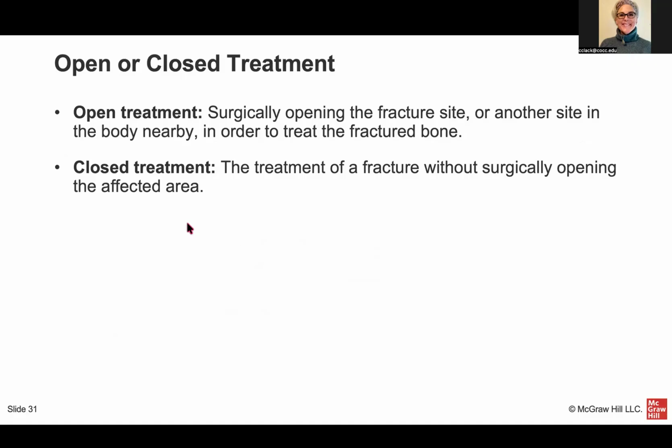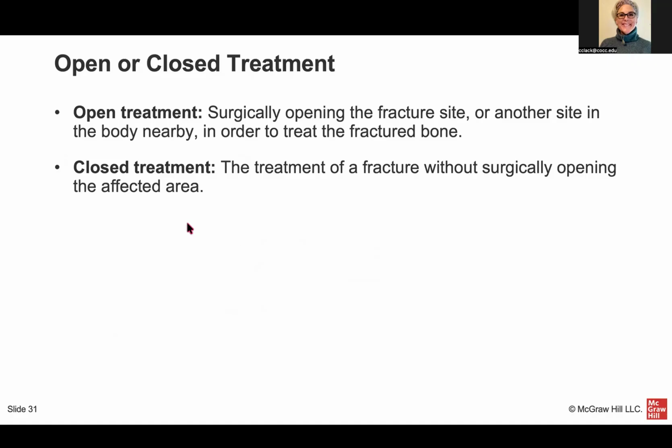Now, open versus closed treatment. These are terms that really do confuse students too, because people may assume that open means the fracture broke through the skin. That's not what these terms mean. Open treatment means the surgeon surgically opens the fracture site, cuts through the skin, the tissue to directly visualize and treat the fractured bone. It's defined by the surgical approach, not the type of fracture.